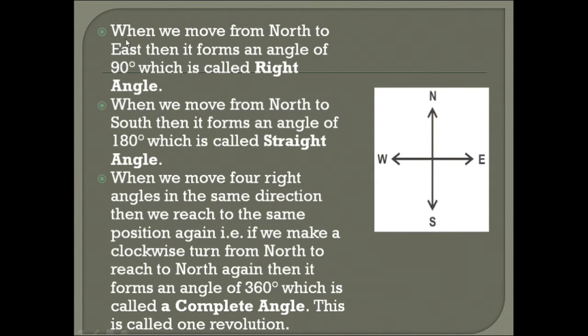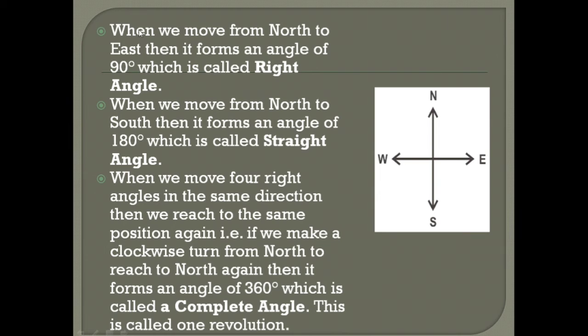So let's see. Now see, these are the four directions. This is north, this is south, this is east and this is west. If you see our map of India, on the top is the north side, at the bottom is south, the left side is west, and the right hand side is east. So these are the four directions, right? Now let's see what is a right angle and a straight angle. When we move from north to east, it forms an angle of 90 degrees, which is called a right angle. Now, if you start moving from north and go towards east, it will form an angle of 90 degrees.